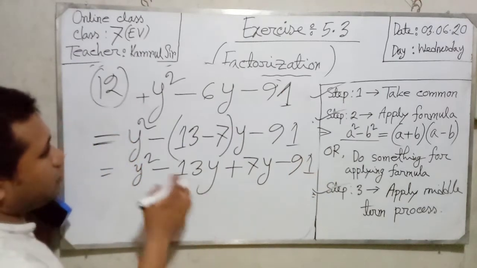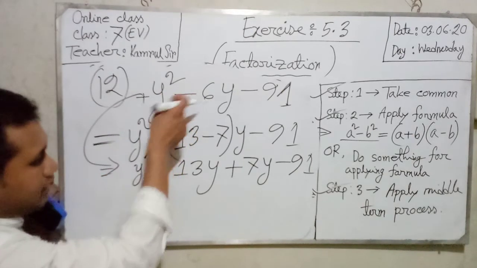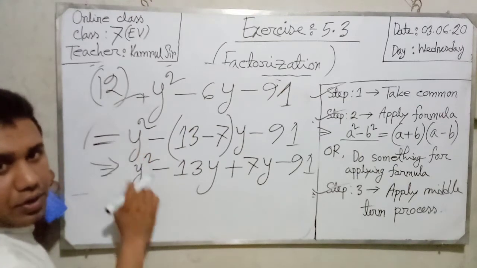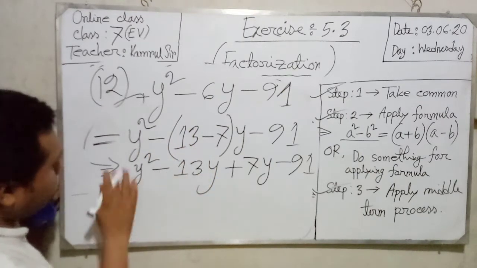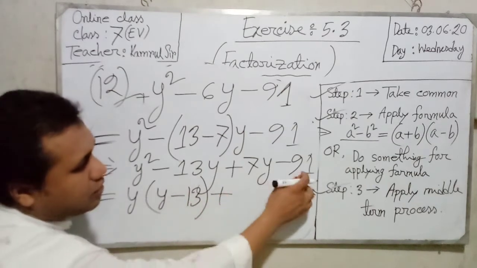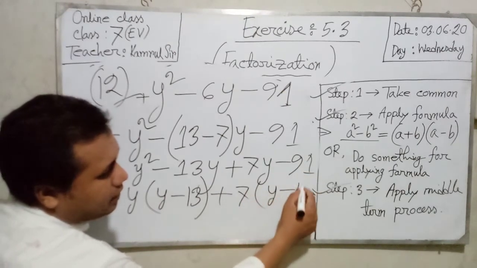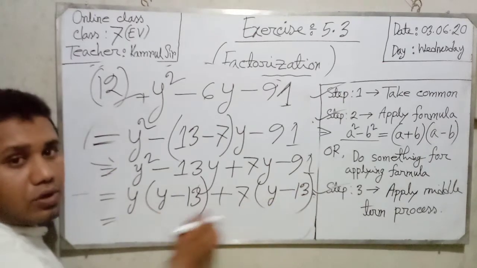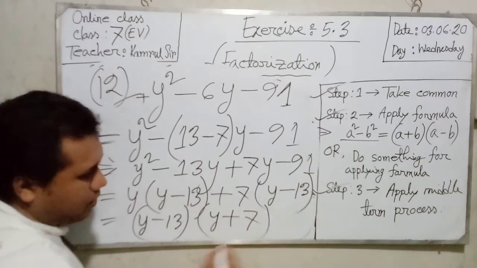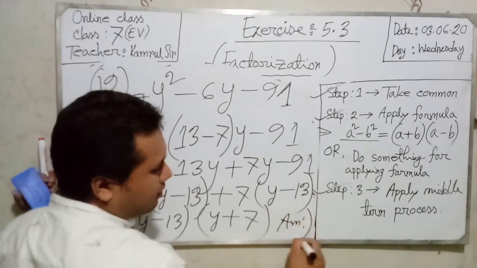If any student wants, you can write this line directly. First this line, then you can write the next line. But if you write this one, it will be easy for understanding. Clear? Now take common in the first two terms: y, y minus 13. In these two terms, 7 is common: 7y, and if we divide 91 by 7, the answer is 13. Now these two terms have y minus 13 common, so y plus 7. This is a product, a single term, so we can say this is our answer.